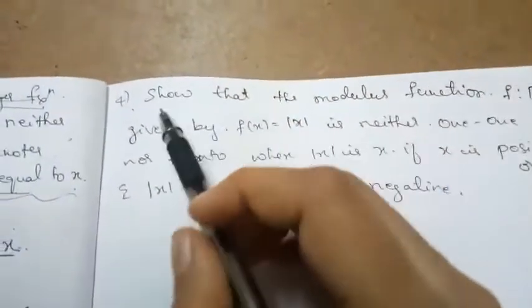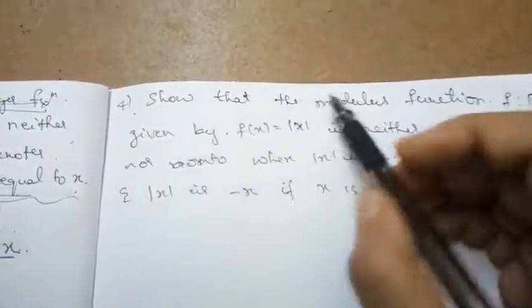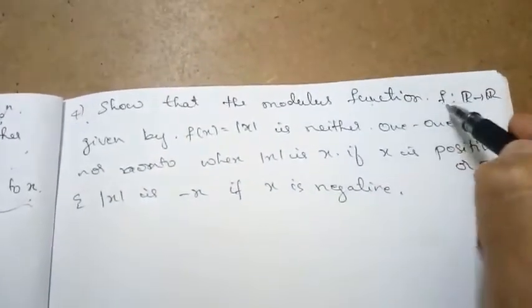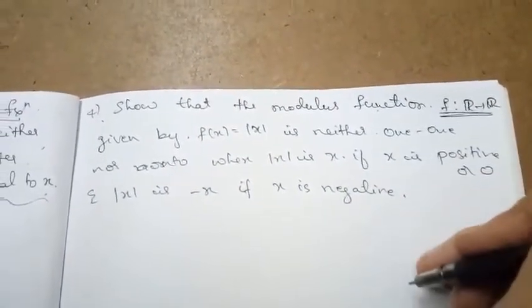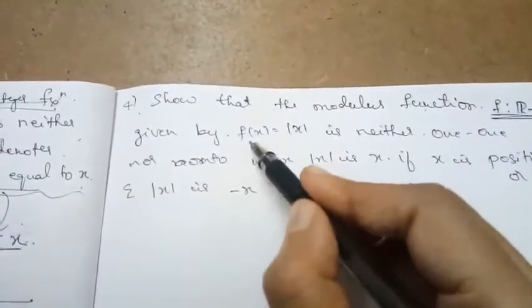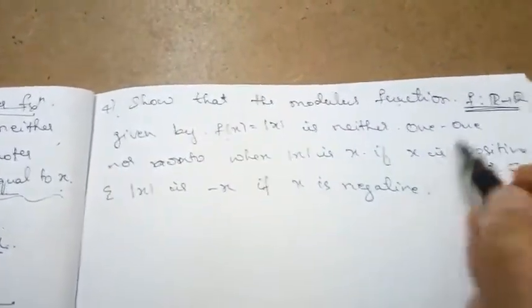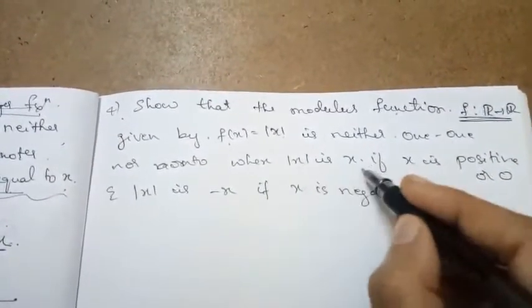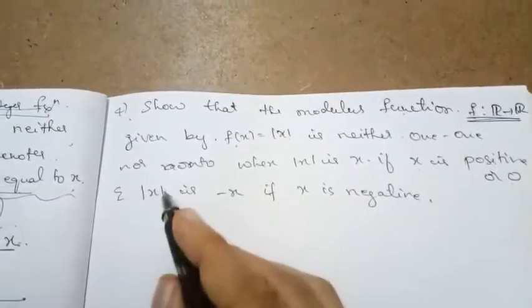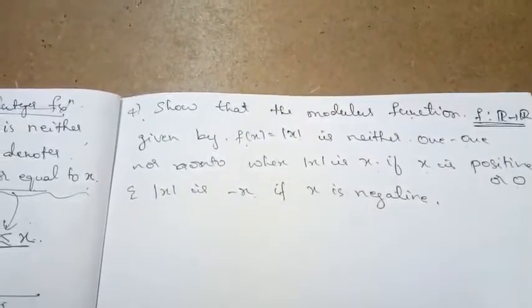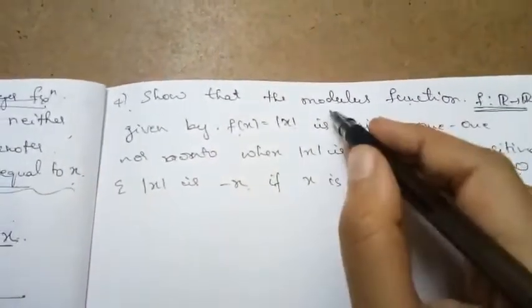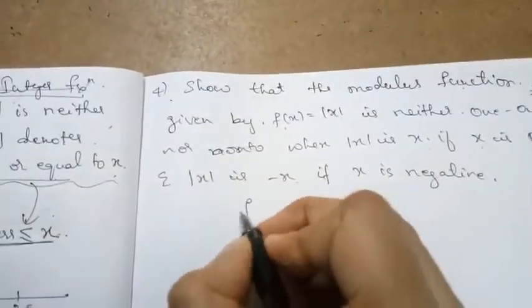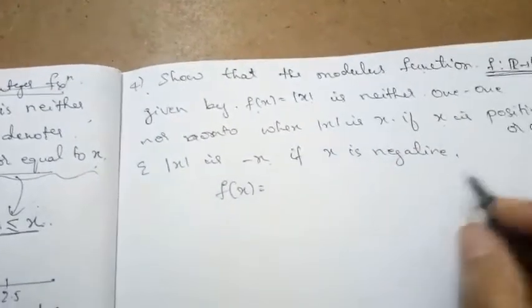So the next question, the fourth question, says: show that the modulus function, defined from the set of real numbers to real numbers by f of x equals mod x, is neither one-one nor onto, where mod x is x if x is positive or 0, and mod x is negative x if x is negative. So the modulus function, which you have already learnt in your class 11th.